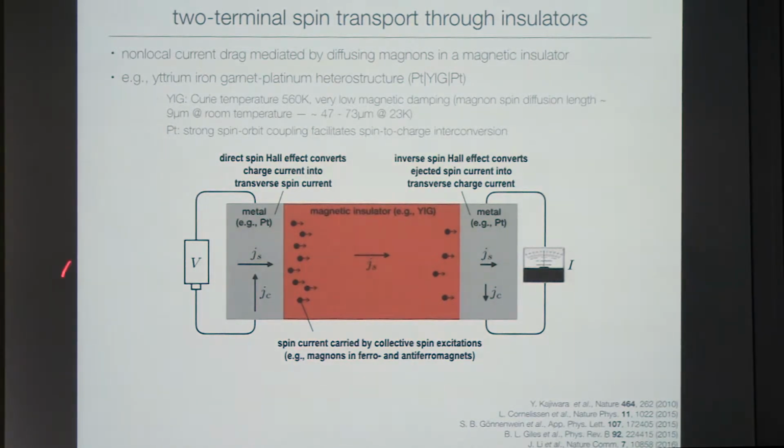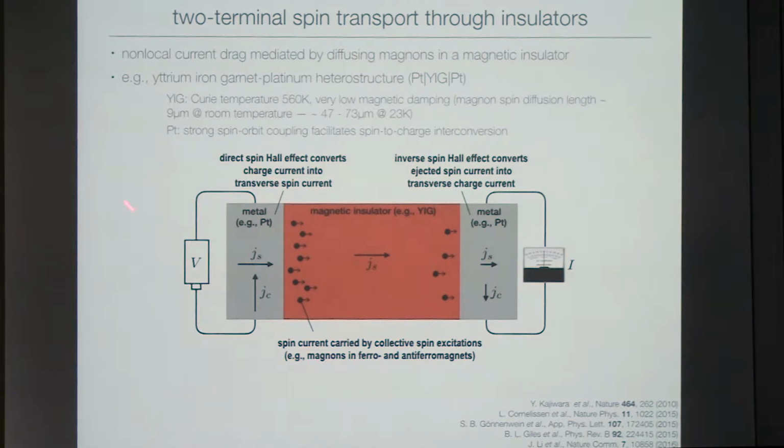But let me just say that in this kind of setup, what you have is a paramagnetic metal with strong spin-orbit coupling, and by passing a charge current through this, the magnetoelectric coupling allows one to generate spin current in the adjacent magnetic system, and generate magnons. And these magnons diffuse through this magnetic insulator. And if the spin diffusion length is long enough for those magnons to reach the other side, then those magnons can be collected in the second platinum metal.